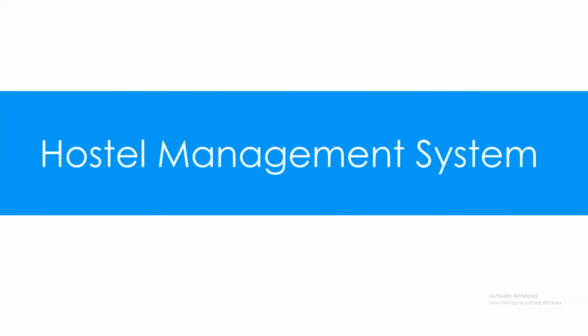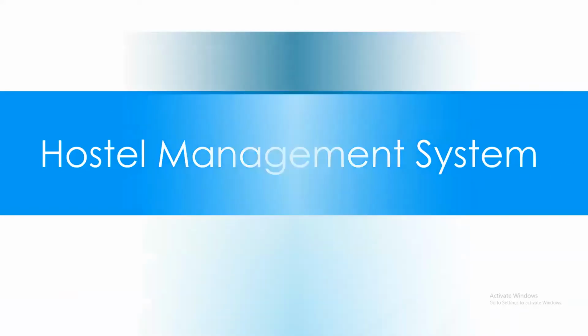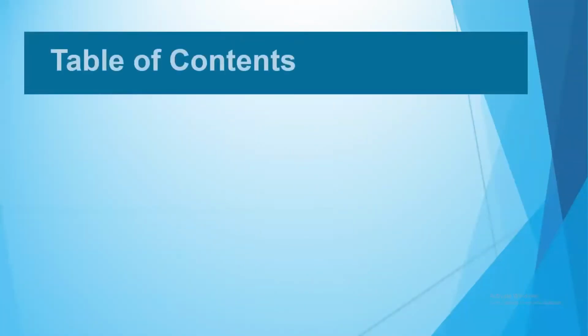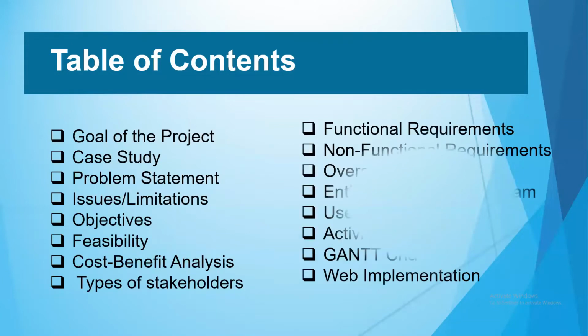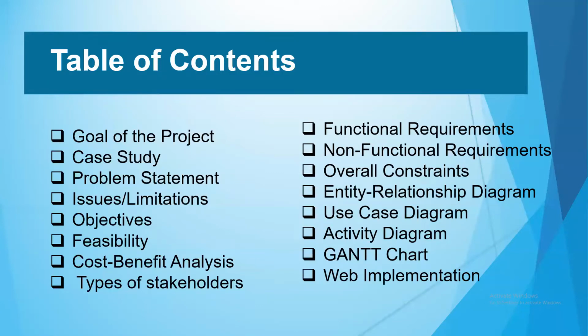Our presentation topic is Hostel Management System. So let's take an overview of our presentation. First of all, we will talk about our project goal, second, case study, then problem statement, issues, objectives, feasibility, cost benefit analysis, types of stakeholder, functional requirements, non-functional requirements, overall constraint, entity relationship diagrams, use case diagram, activity diagram, Gantt chart.